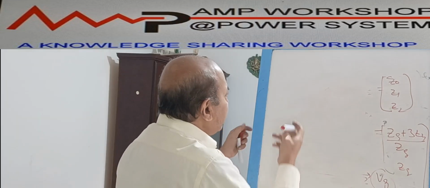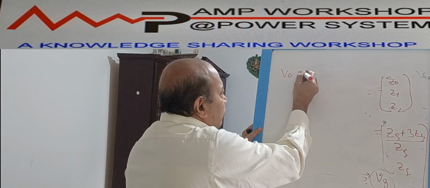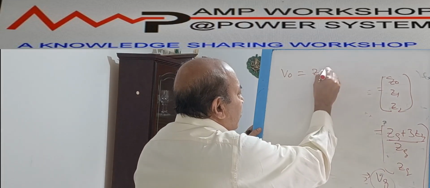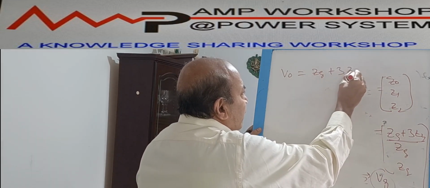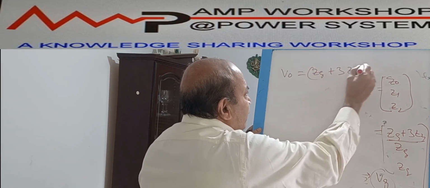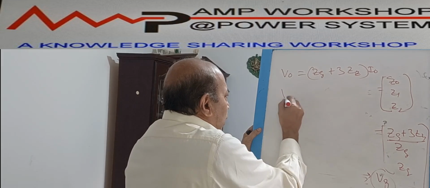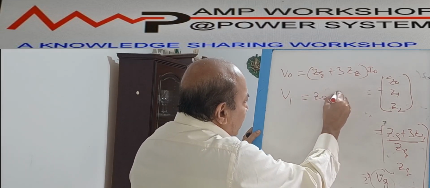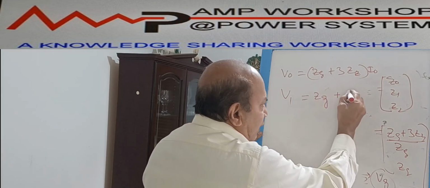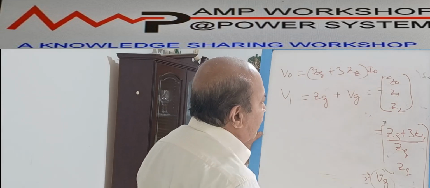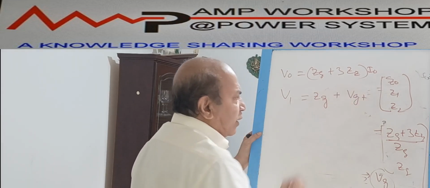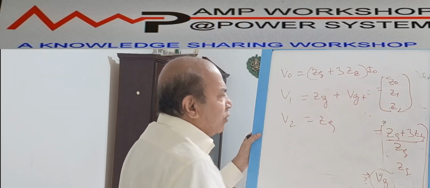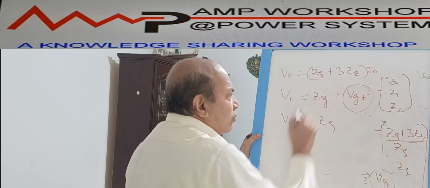We know V0 equals how much? V0 equals the zero sequence impedance, that is ZG plus 3ZN, right? That into I0. Positive sequence voltage equals how much? ZG plus, we have said there will be a voltage source present over here, VG, that is a positive sequence voltage. And V2 equals how much? That is equal to again ZG. There is no sequence voltage. So this is one of the differences over here.